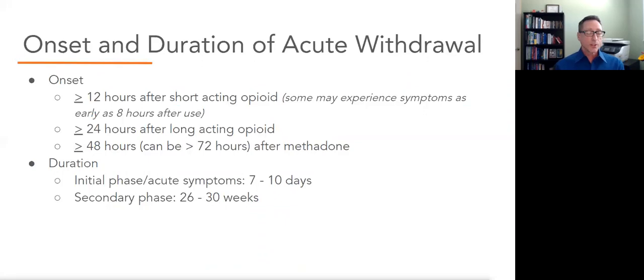So, the onset and duration of acute withdrawal. Onset can happen up to about 12 hours after using a short-acting opioid. Some patients actually experience it in less than that time, as early as about 8 hours. It's more than 24 hours for a long-acting opioid, and more than 48 hours, up to 72 hours, for methadone. And the duration can be 7 to 10 days.